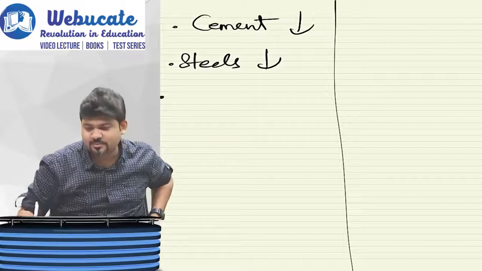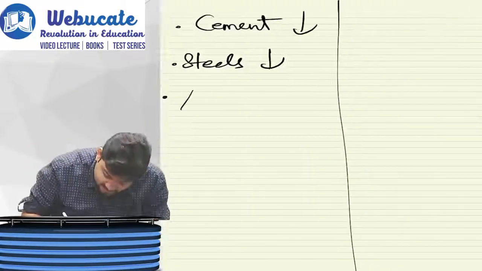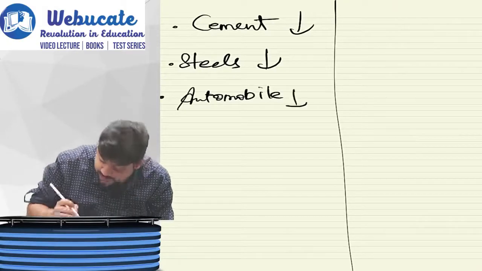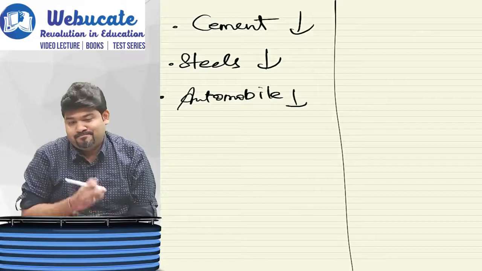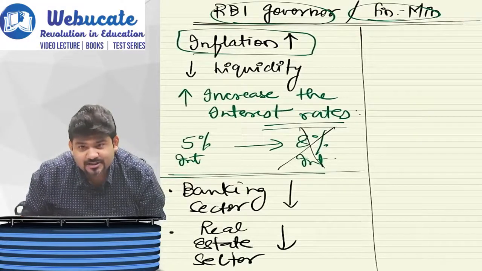Automobile. Will you purchase automobile with a higher loan or you will not purchase? If you don't purchase automobile, can I say automobile industry will also go down? Tata Motors can go down, right? Because loans are now available at a heavy rate. Oh my God. Did you understand the interconnections?